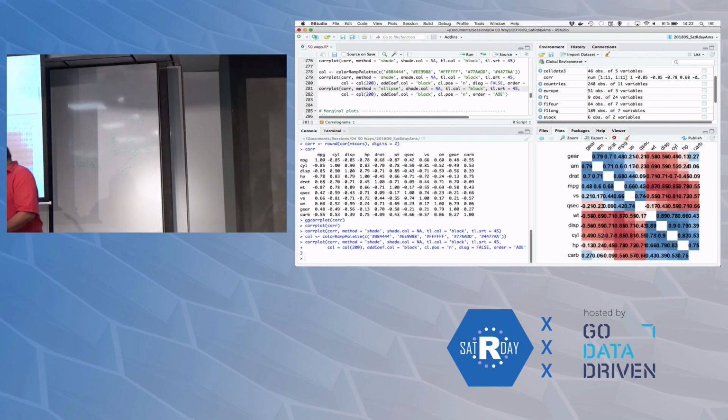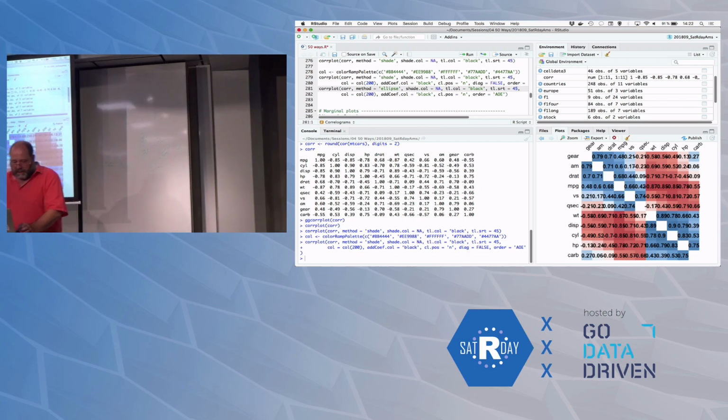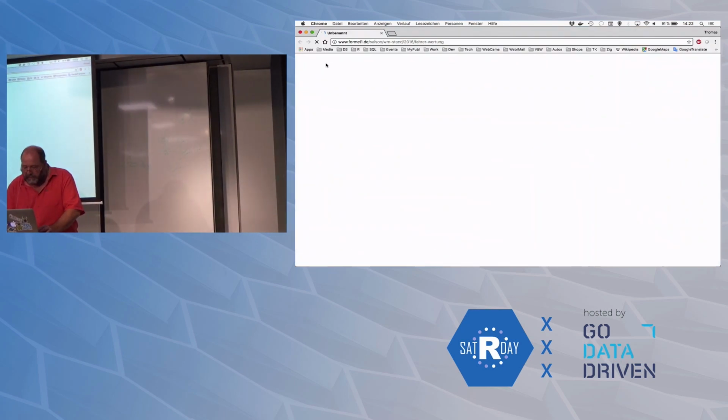You can print the correlation coefficients. I'll zoom into the next one in a moment.